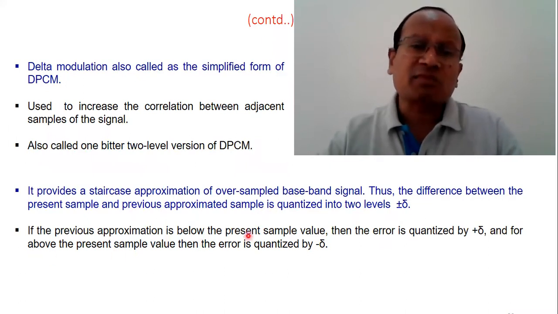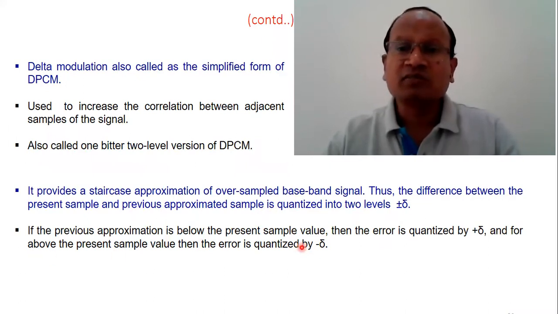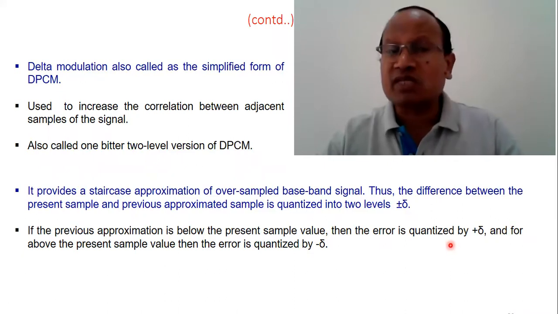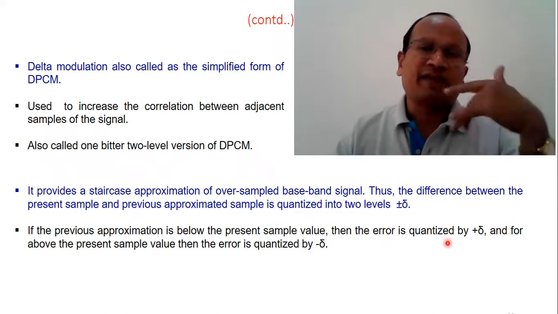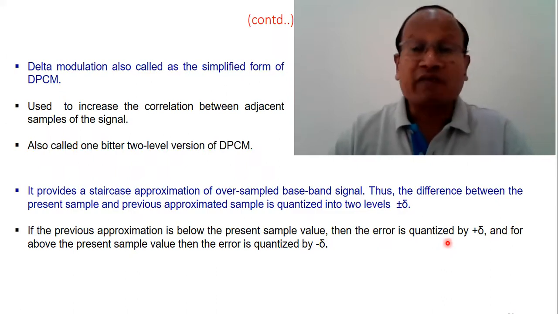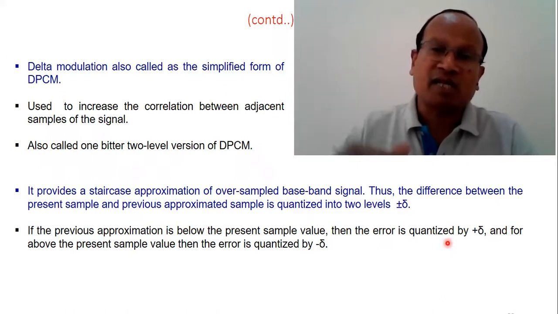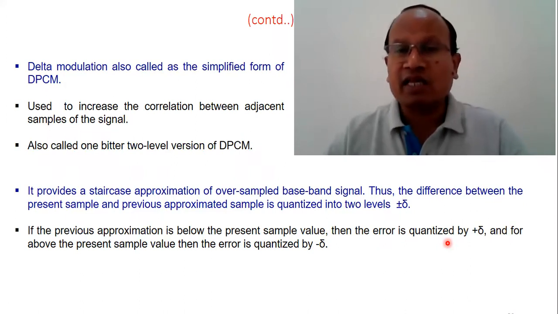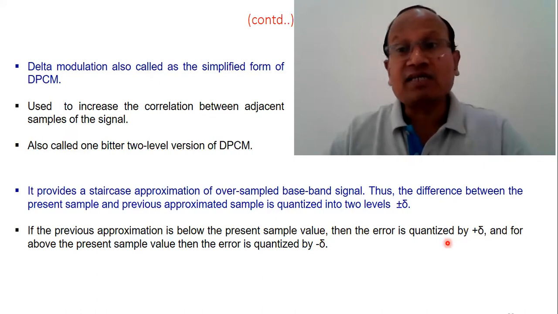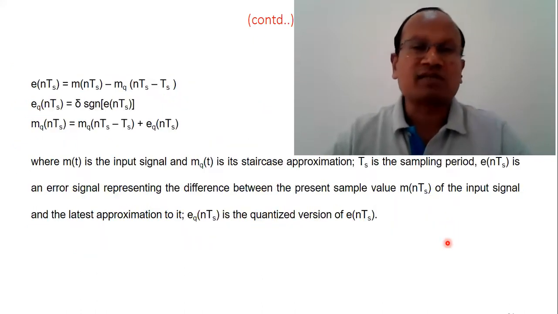If the previous approximation is below the present sample value, the error is quantized by plus del, meaning the next sample is higher than the approximated one. If it is lower, minus del. So there are two different outputs, plus del and minus del, and accordingly, respectively, we get 1 and 0 as the output of the quantization.